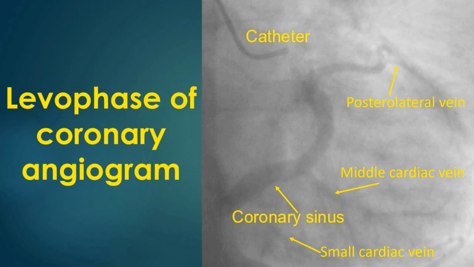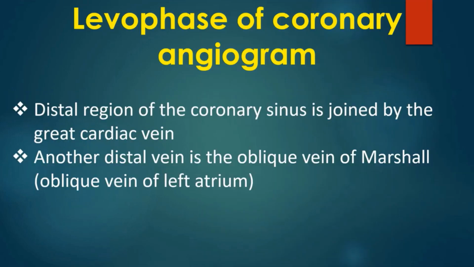After filling the coronary arteries, the contrast drains into the coronary venous system, finally opacifying the coronary sinus, which drains into the right atrium. The vein seen in the middle of the image is the middle cardiac vein, and that in the left cardiac border the posterolateral vein. A small inconspicuous vein seen behind the coronary sinus label is the small cardiac vein. Distal region of the coronary sinus is joined by the great cardiac vein. Another distal vein is the oblique vein of Marshall or oblique vein of left atrium.